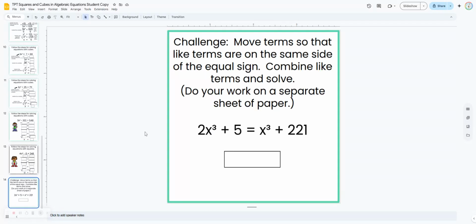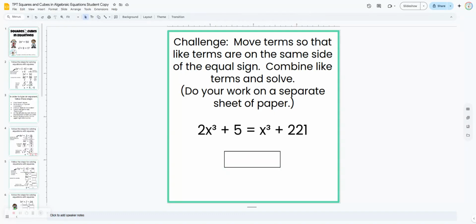Now there's a challenge on the final slide. They're going to move these terms around so that they can get the like terms on the same side of the equal sign, and then solve for x. So they want to do this on scratch paper, and then they can just type in their answer down here. So here, if we subtract x to the third from both sides, that would give us x to the third plus 5 equals 221, and then they can go ahead and solve it.